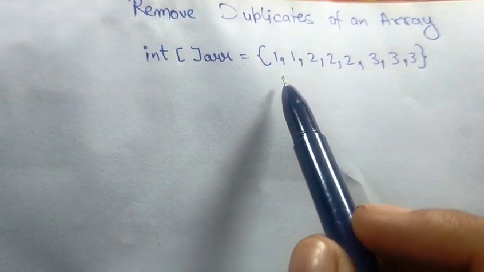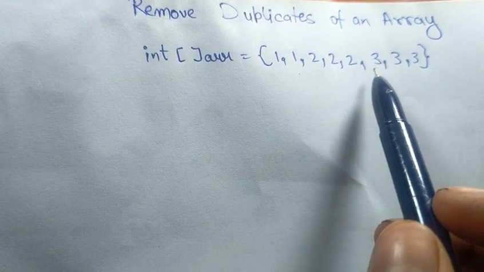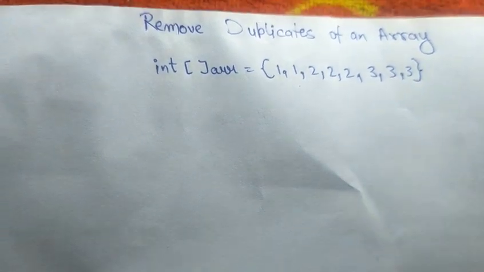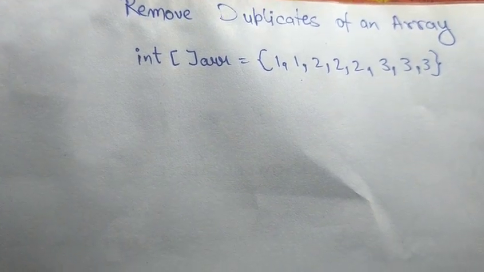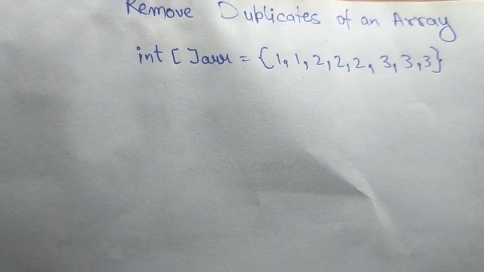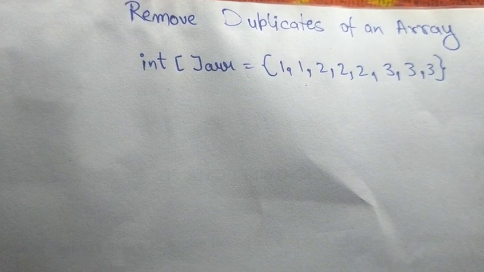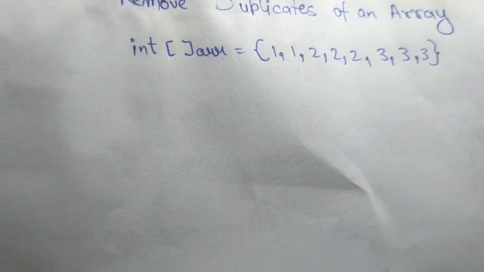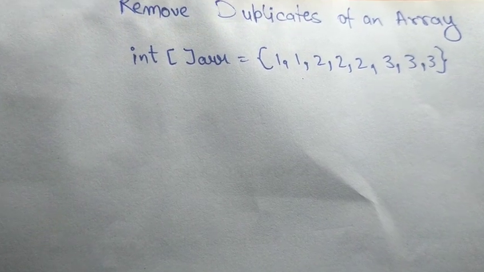Here we have a given array. In this there is 1 1 2 2 2 3 3 3. So how can we remove the duplicates and get a simple array in which no duplicates are present? It will return 1 2 and 3. Okay, so how can we find that?